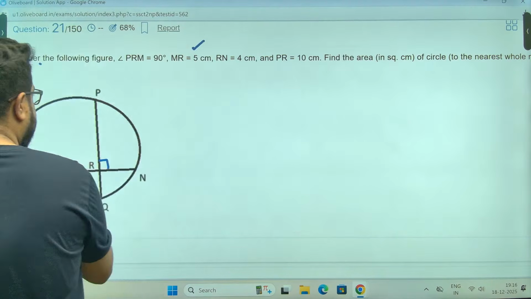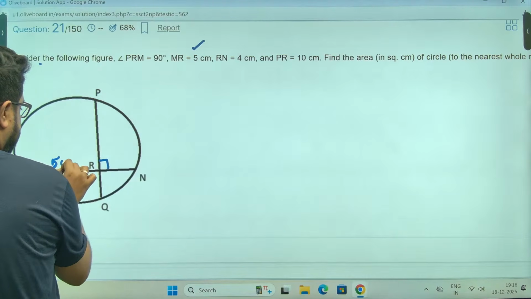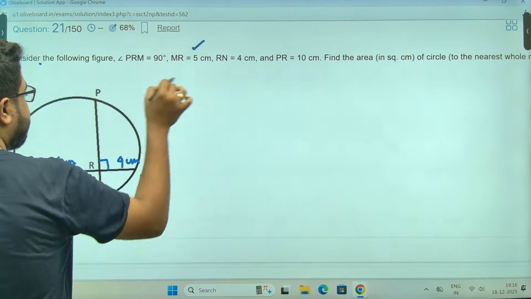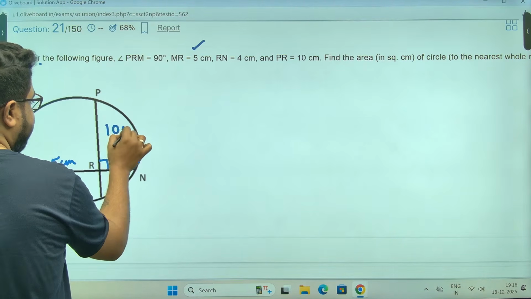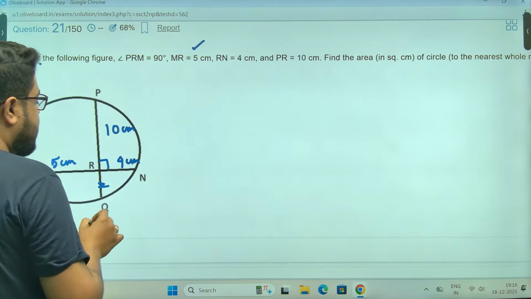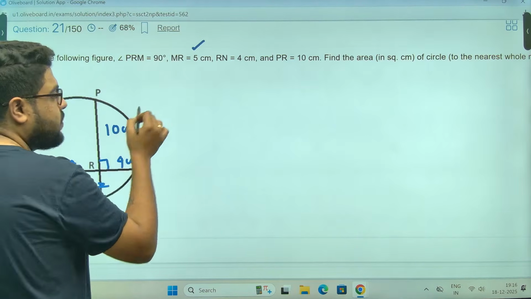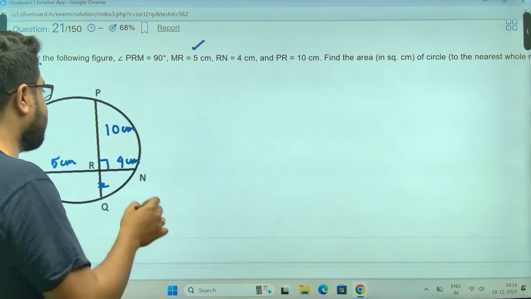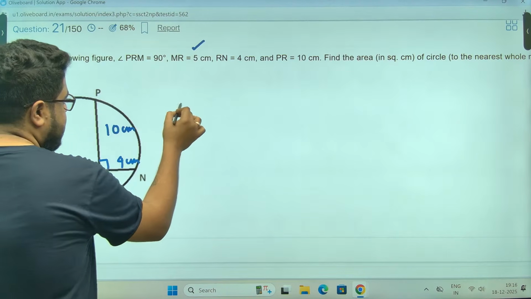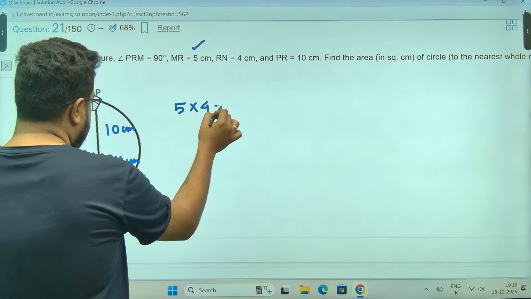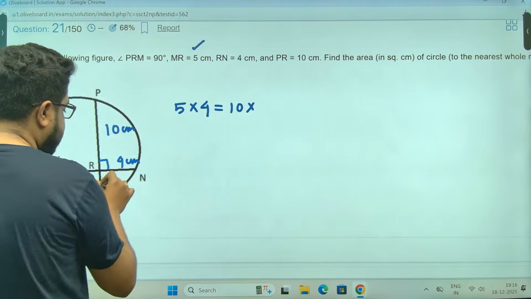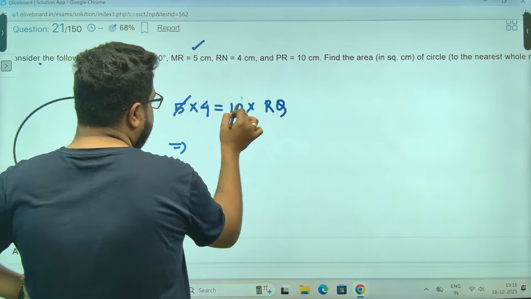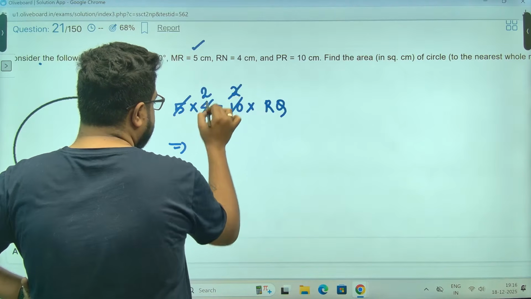MR is given. MR is 5 centimeters. RN is 4 centimeters. PR is 10 centimeters. First of all, I need this RQ. How to figure this out? Sir, the basic chord property, the first property of chords. So this into this, 5 into 4 is 10 into this, that is RQ. So from there, RQ will be 2.